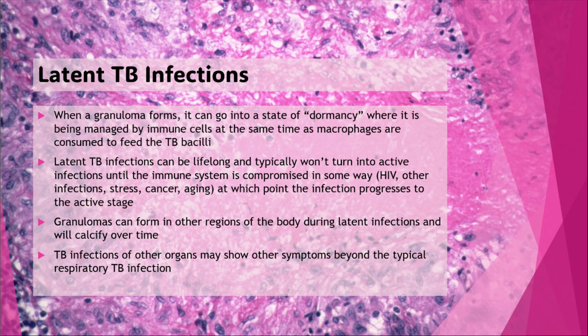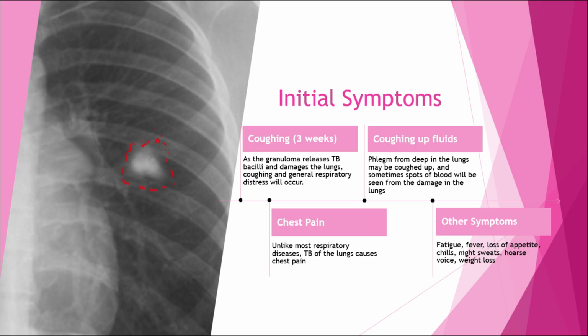Granulomas can form in other regions of the body during latent infections and will calcify over time. Tuberculosis infections of other organs may show other symptoms beyond the typical respiratory tuberculosis infection. The background of this slide is a slice of tuberculosis bacilli granuloma of the non-necrotizing variety. In the X-ray seen here, the red circled area is a Ghon focus, indicating a prior or latent tuberculosis infection.